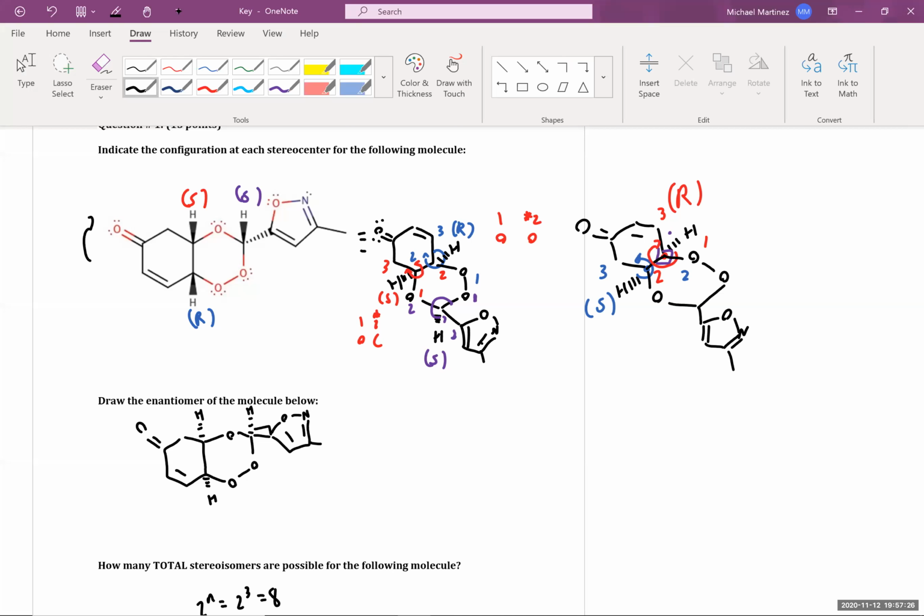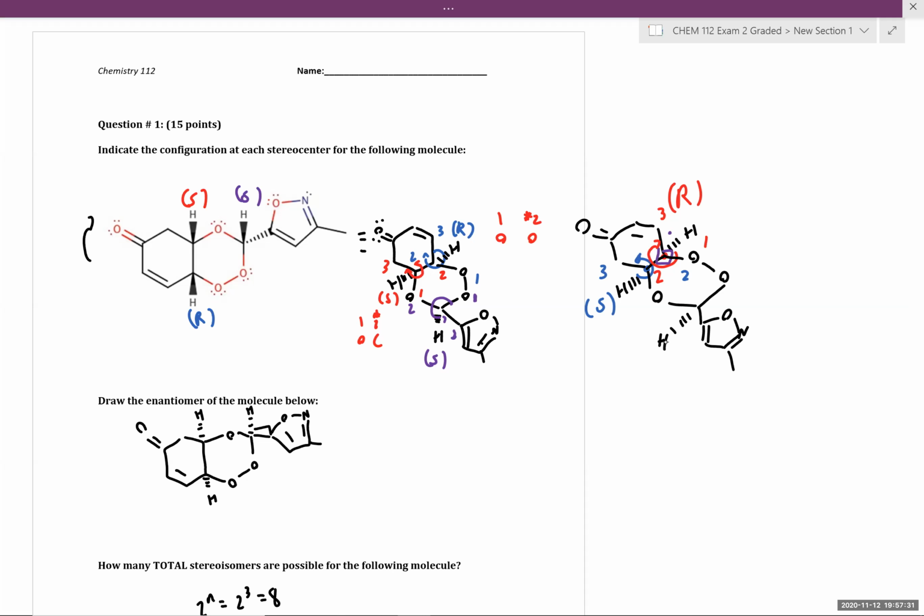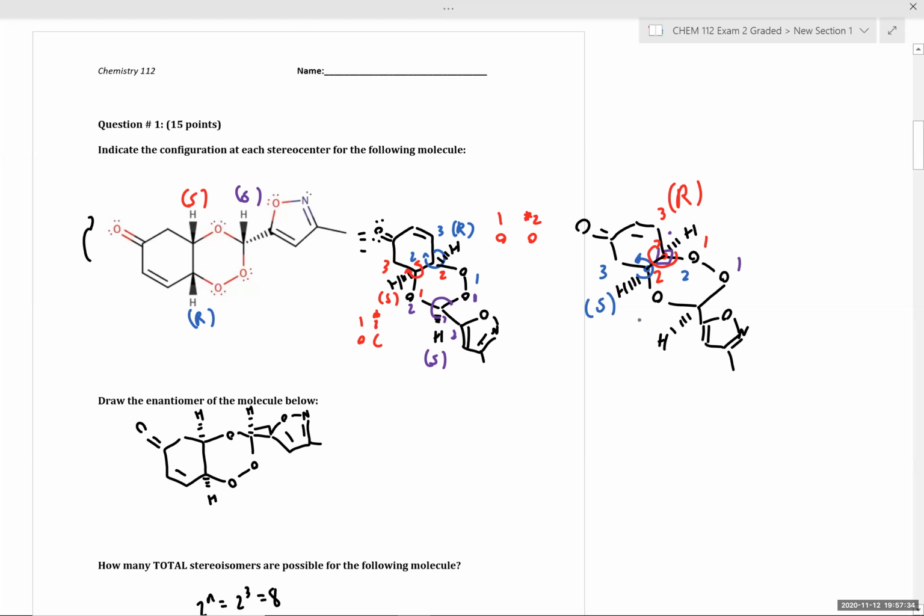Our priority assignments still stay the same. The endoperoxide's higher priority. The ether is lower priority. This other group is the lowest priority. Tracing from highest to lowest priority, we get an S stereocenter. So one thing you always have to check is that when you flip your molecule, make sure you flip every motif in your molecule. Okay, so we have the following assignments, S, S, and R, for each of our 3 stereocenters respectively.